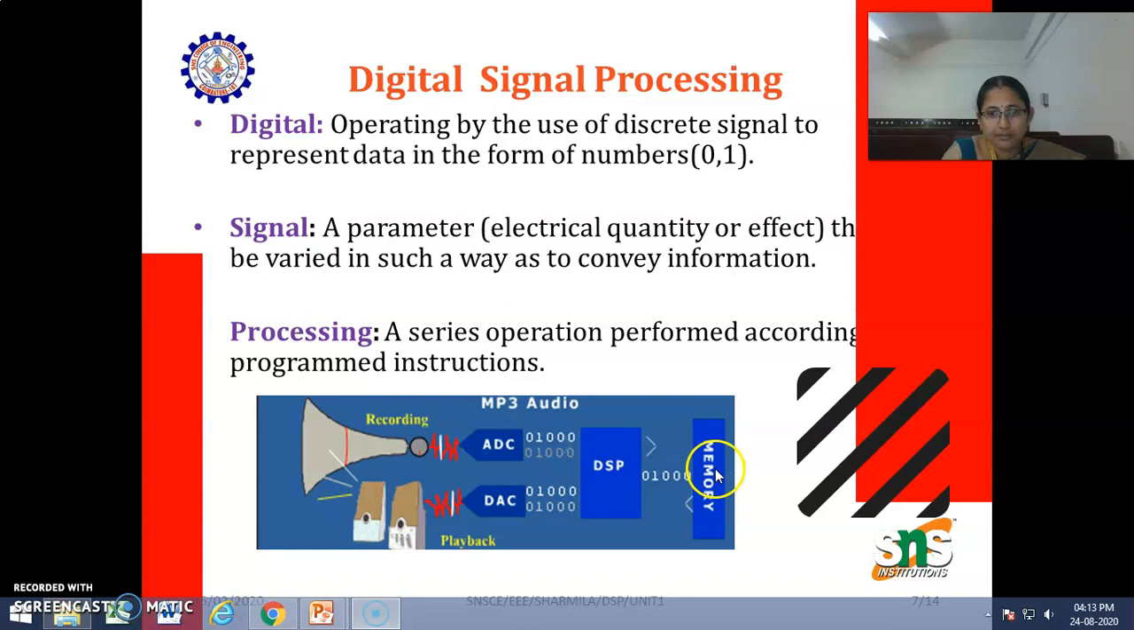If we want to play back the music, then this data is retrieved from the memory through the DSP, or digital signal processor. Then it is converted into an analog signal using the digital to analog converter, that is DAC, and then we get the output. Again, it is an analog signal.